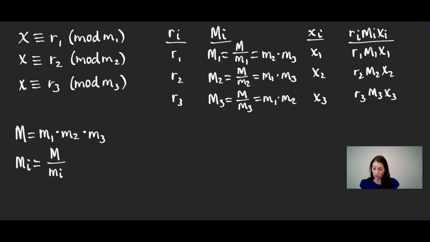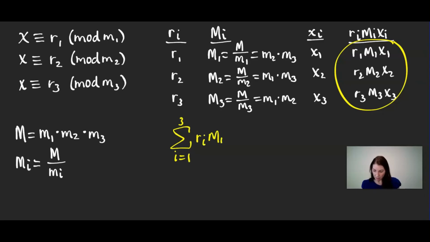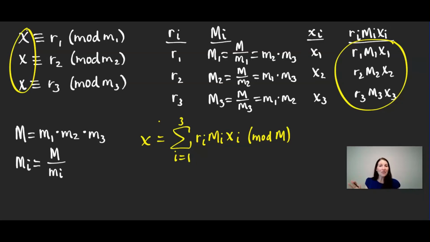Finally, what we will do then is take the sum of all of these 3 terms. So what that means is we're going to do the summation here, take the sum where i goes from 1 to 3 of Ri, Mi, and Xi, and that sum, when taken in the mod of our unique modulus over here, is going to give us what x is equal to, which is what we're trying to solve for. All right, let's take all of this great information and let's apply it to our original problem.